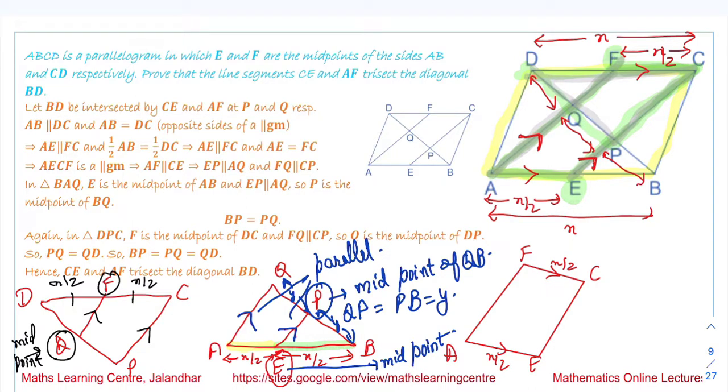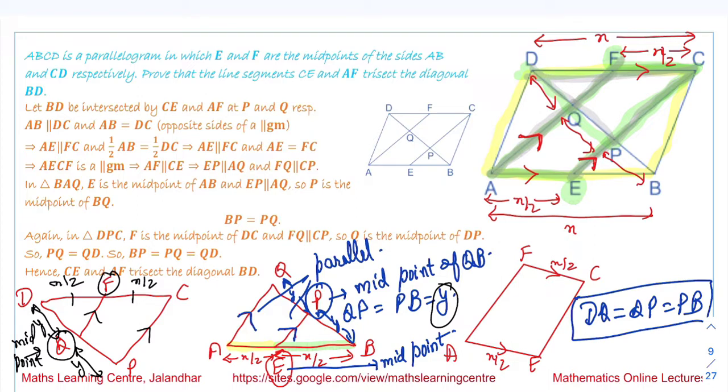Now, previously we have seen that the value of QP is y. If Q is the midpoint, then the value of DQ is also y. So finally what we get is that DQ is equal to QP is equal to PB. All these three lengths are equal. So we get that the diagonal AD trisects these two lines.